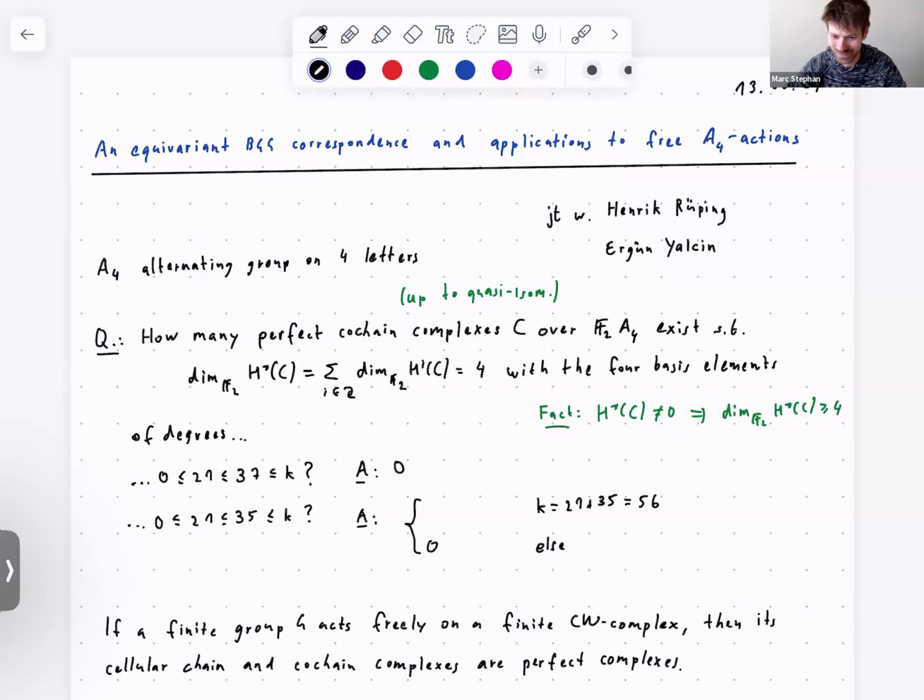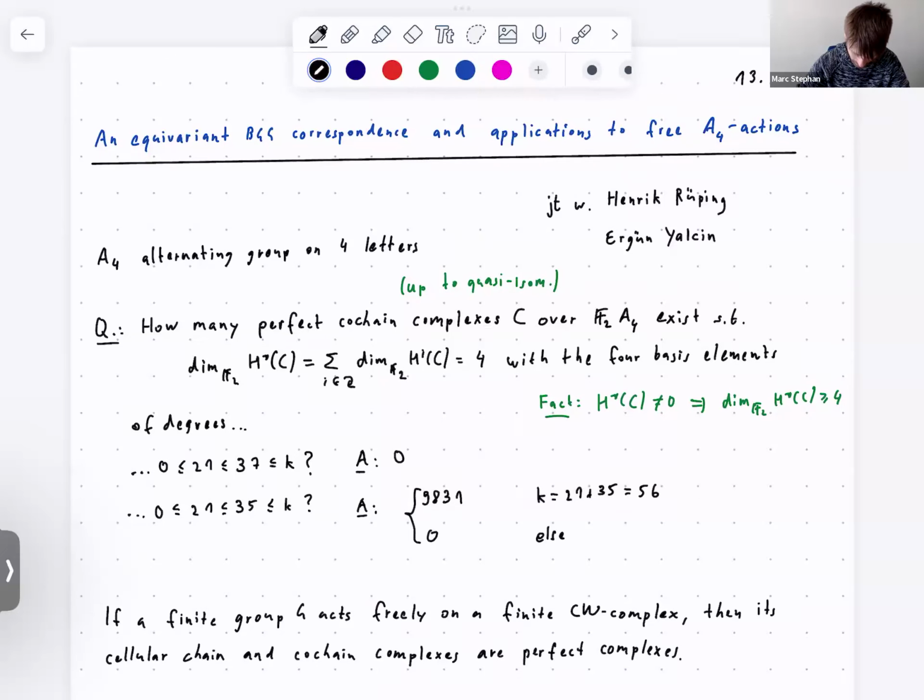We have some 27, 14, thanks a lot. So the answer is 9,831. All right. And so this is a bit the teaser for this talk. And now I would like to explain what kind of perfect complexes we are interested in and why we are interested in these perfect complexes.